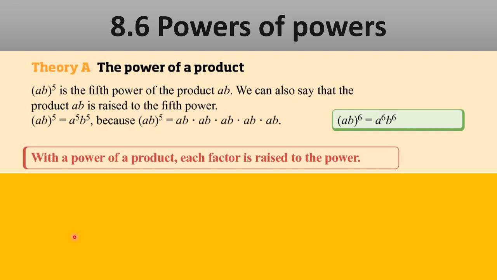If I have a power of a product, what do they mean with that? That means I have something inside of brackets that is a product.